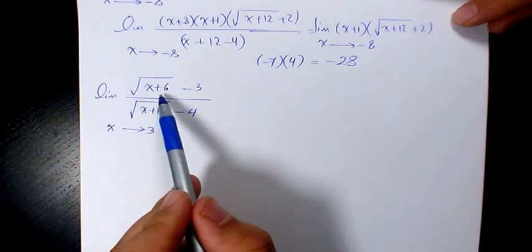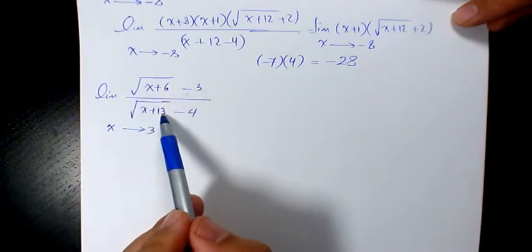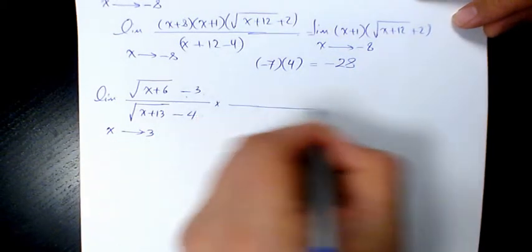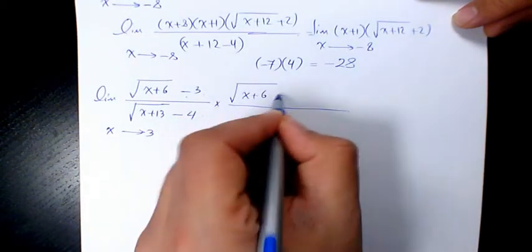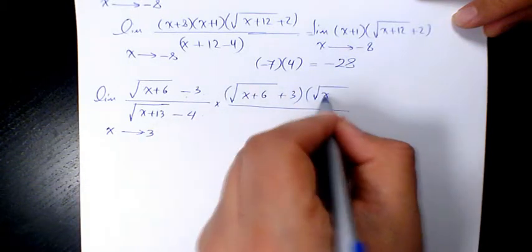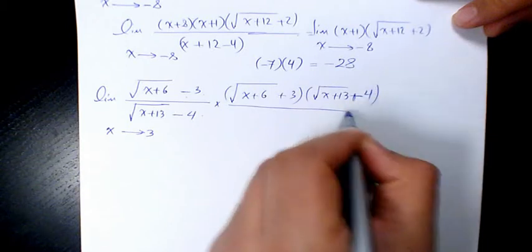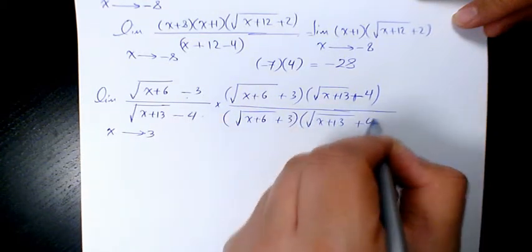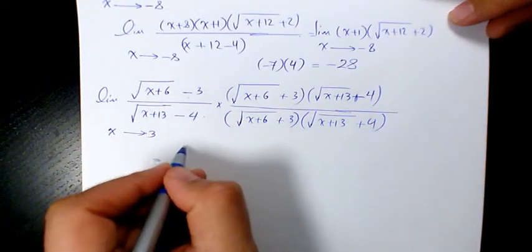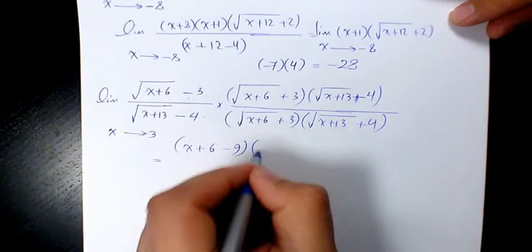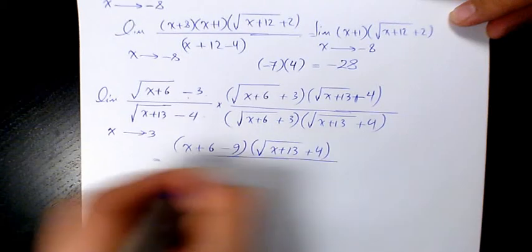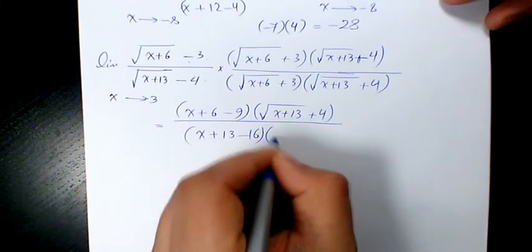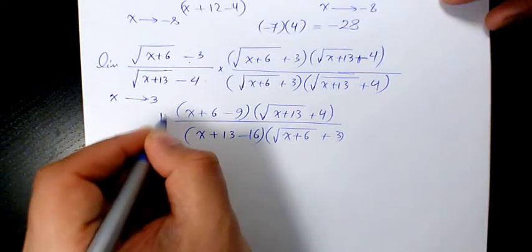Next one is the limit of square root of x plus 6 minus 3 divided by square root of x plus 13 minus 4 when x is approaching 3. Basically, we need to multiply both sides by the conjugate of the numerator and the conjugate of the denominator. That is going to make it x plus 6 minus 9, square root of x plus 13 plus 4, and here you have x plus 13 minus 16 times square root of x plus 6 plus 3. That's the limit when x is approaching 3.